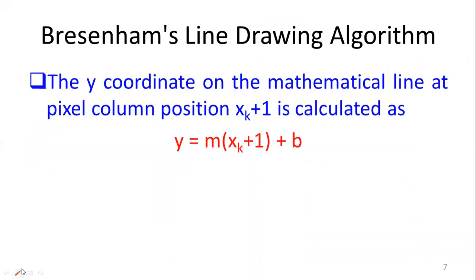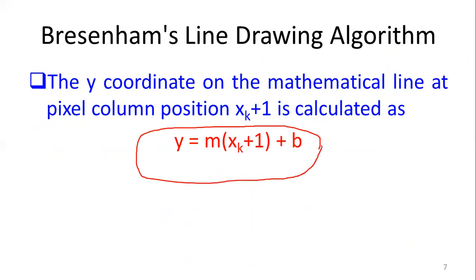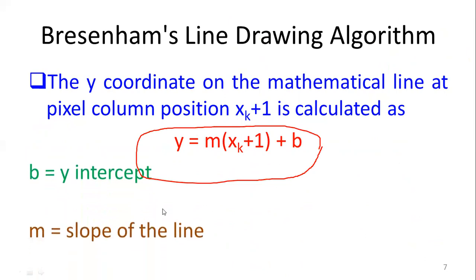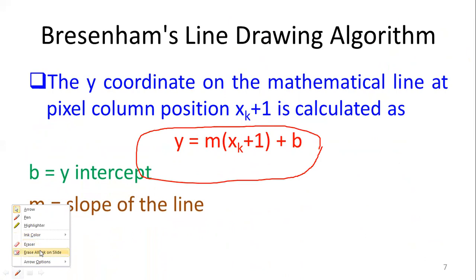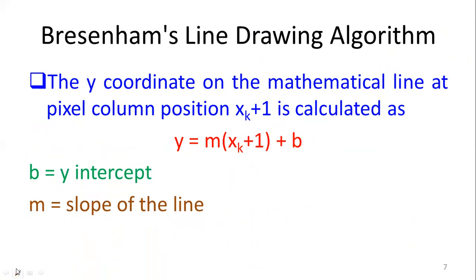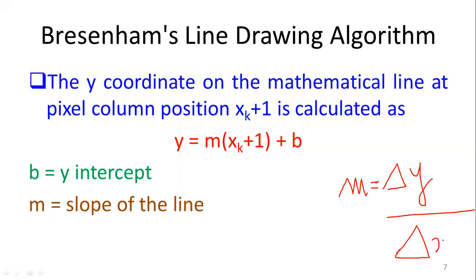Yes, from the diagram, the y will be equal to m into xk plus 1 plus b, where b is the y-intercept and m is the slope of the line. And what is the equation for slope of the line? Slope of the line, m is equal to delta y by delta x. So in the previous diagram, y will be equal to m into xk plus 1 plus b.